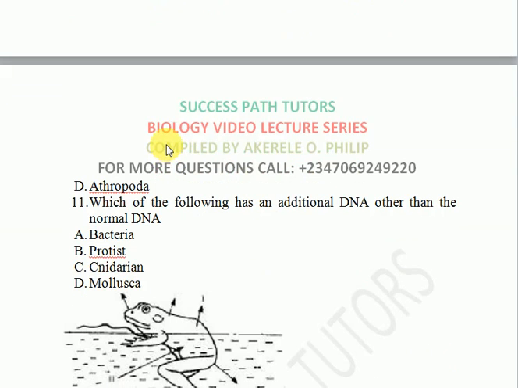Which of the following has an additional DNA other than the normal DNA? That's your bacteria, and that extra DNA is called plasmid. Plasmid, plasmid.